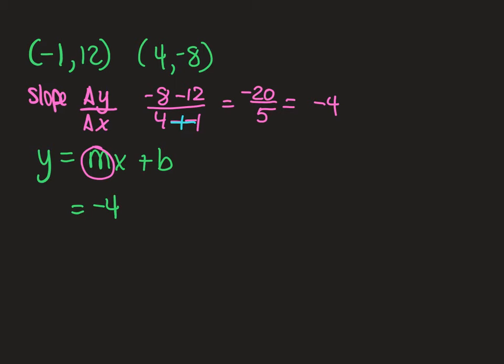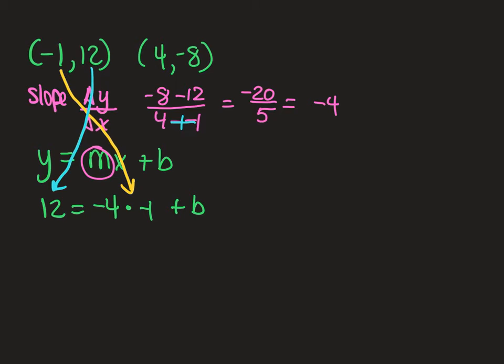Okay, here's where you have choices. I can either use this ordered pair or I can use this ordered pair. It won't matter, you'll get the same equation. So I think I'll just use this ordered pair. This is my x, so I'm going to write times negative 1. This is my y, so I'm going to write 12. And remember, I'm still trying to find b.